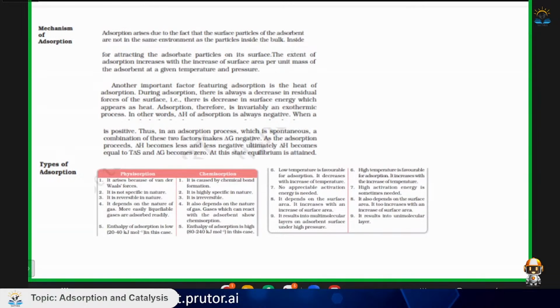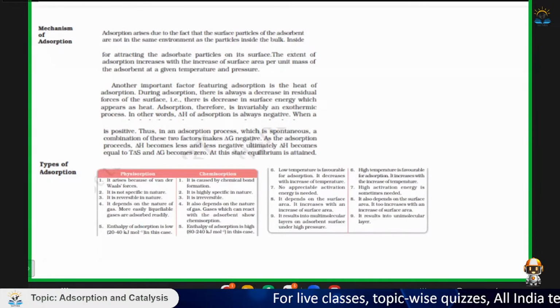So enthalpy of adsorption is low, whereas enthalpy of chemisorption is high, because in chemisorption you have bonds, while here there are just van der Waals forces. Low temperature is favorable for adsorption; it decreases with increase of temperature.